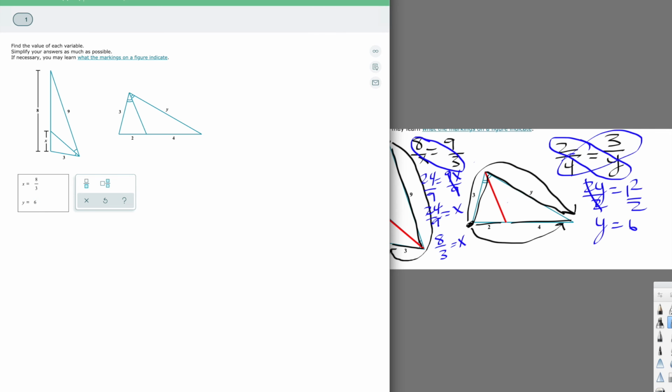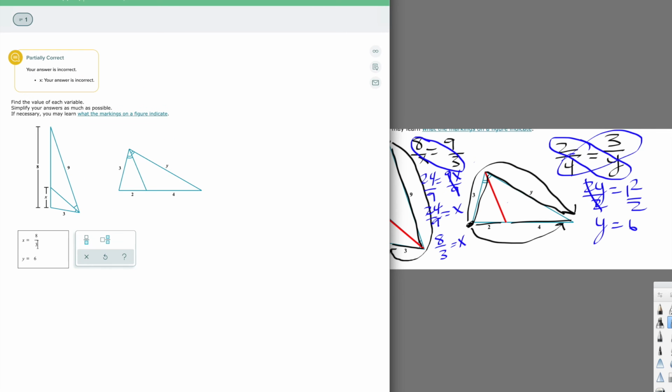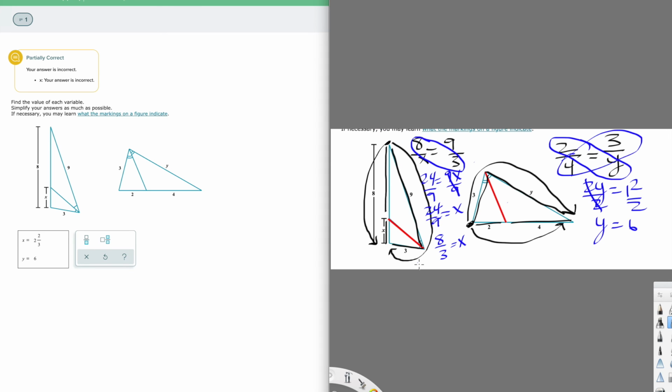So let's see if it, yeah, so it wants me to do the mixed number, I believe. So let's try it again. Oh, doesn't like the mixed number either. Did I do some math wrong? Let's see. Oh, I just realized I'm not even paying attention to the diagram, am I? 8's the entire length. Ooh, tricky, tricky, tricky. They're being a little silly with that.